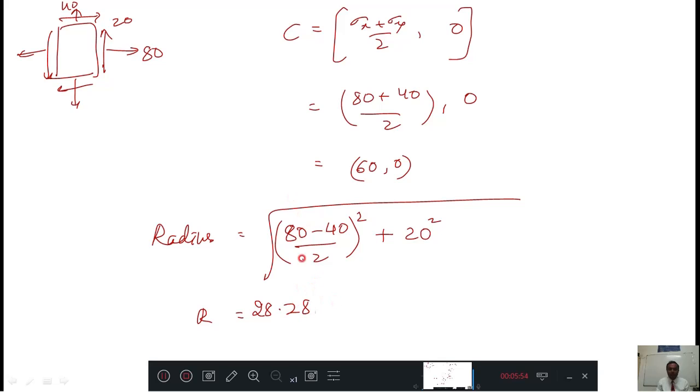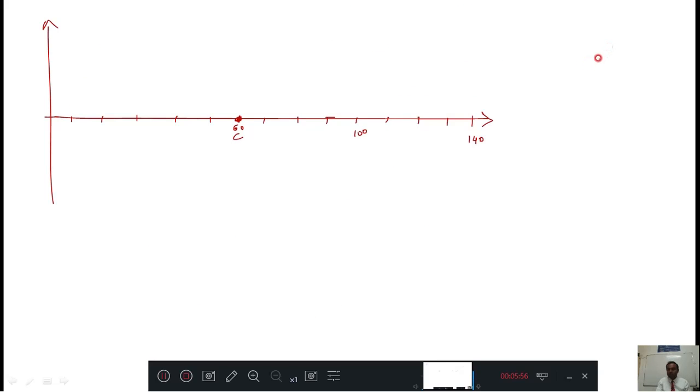Then what is the radius? The radius is 28.28. Then take a compass. You put a pencil here, and here one needle will be there. And this radius you maintain at 28.28. Then this needle you put on the 60. 28 means 10, 20, 28 will be somewhere here. Then here one mark. Then 10, 20, 20 here. Then you draw one circle.